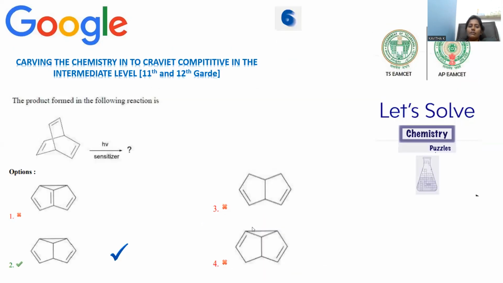Move on to question number 6. This is the last question of the session. Again, it is collected from the organic section. Moreover, it will be a photochemistry part, right? So in this photochemistry question, we need the product formed in the following reaction.